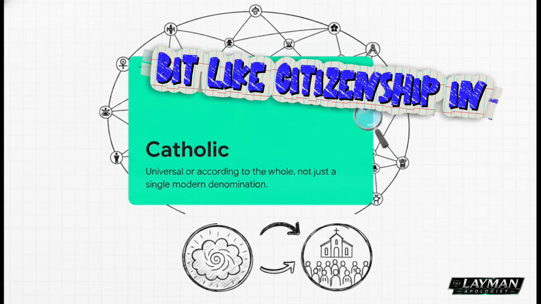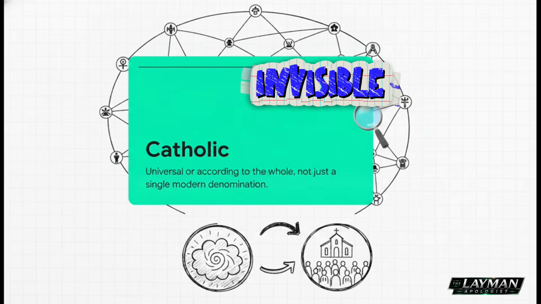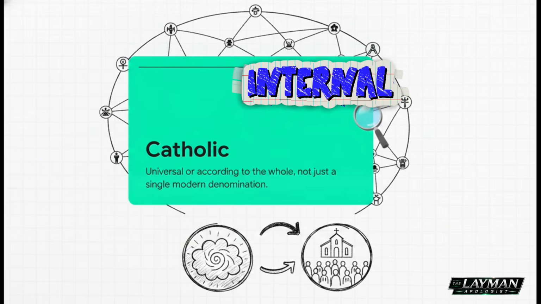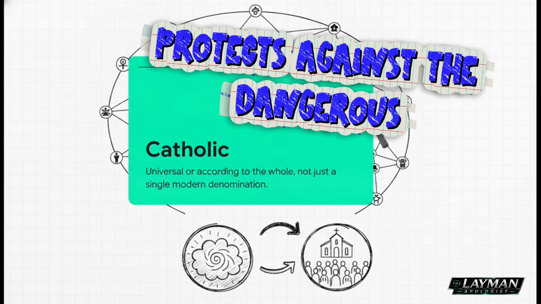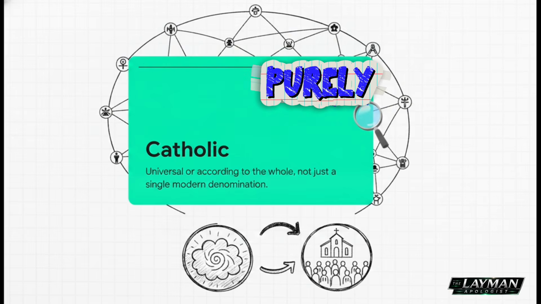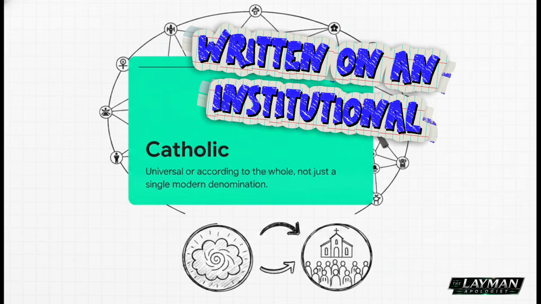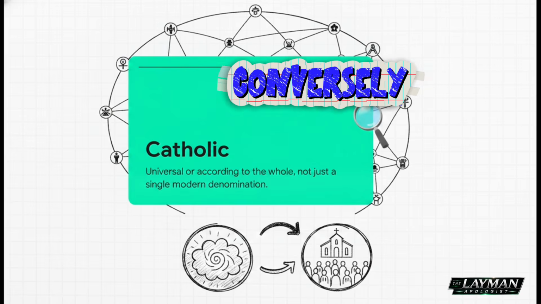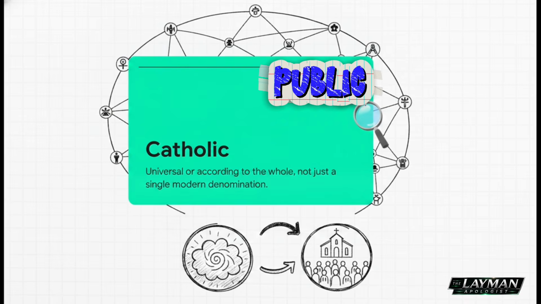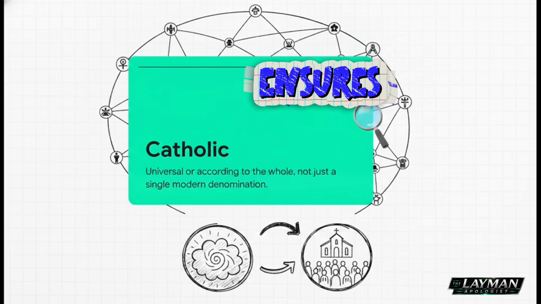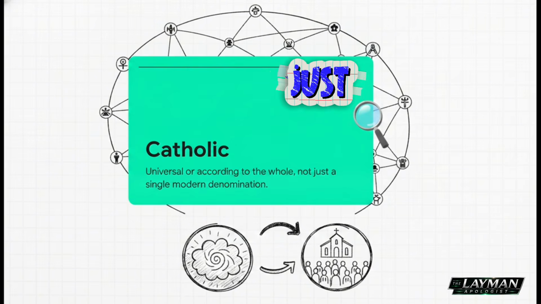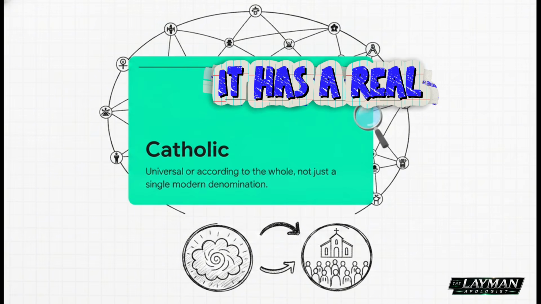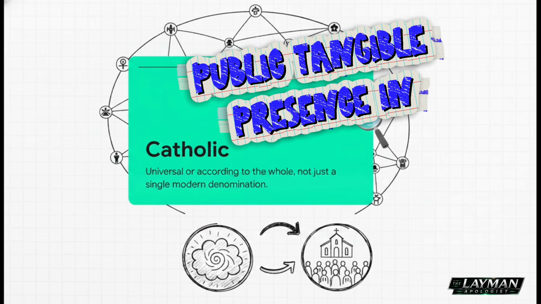Think of it a bit like citizenship in a nation. The invisible aspect is like your true internal loyalty. It protects against the dangerous idea that salvation is purely about having your name written on an institutional enrollment sheet. Conversely, the visible aspect is the public record, your passport. It ensures the church isn't reduced to just a private internal feeling. It has a real, public, tangible presence in the world.